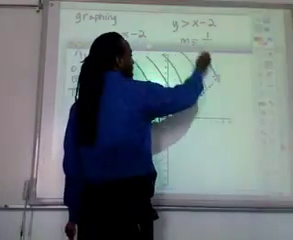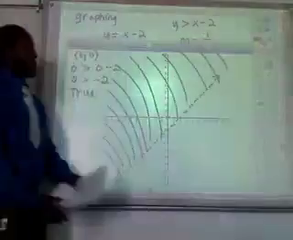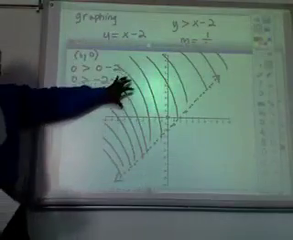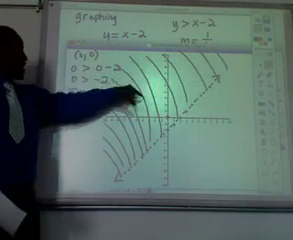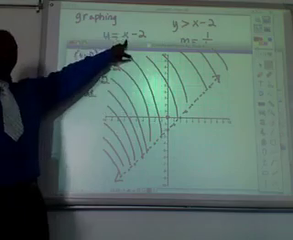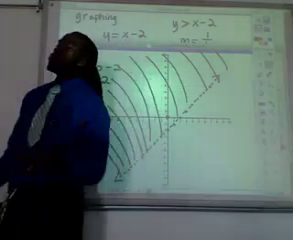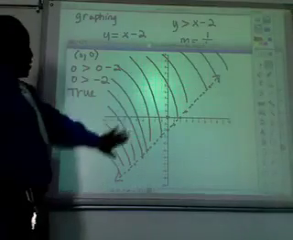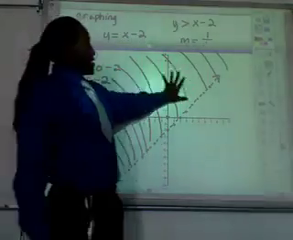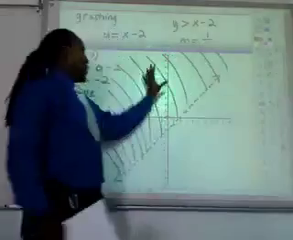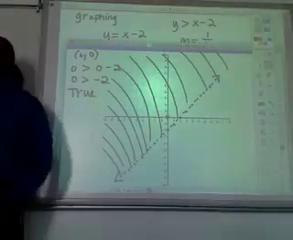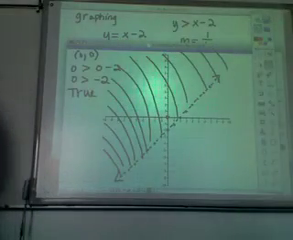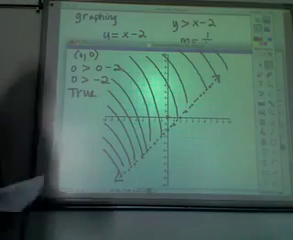So therefore, I shade everything above this line, because everything above this line, no matter what point I pick above this line, if I plug it into my linear inequality, it's going to come out to be true. So I would shade everything above this line representing my test point and representing that inequality. Is that clear? Yes. Question?